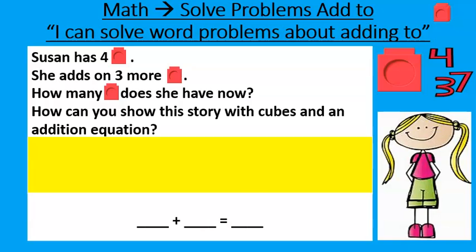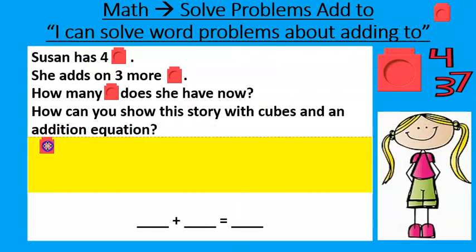Now, keep your eyes on your screen. Let's come here to this example, okay? Remember, we have to read each sentence and we have to identify what the information is giving us, okay? Here we go now. The cursor is moving here to this first sentence here. Let's read it together. Read it with me. Susan has 4 cubes. Let's read it again. Susan has 4 cubes. How many cubes does Susan have? 4. Good job.